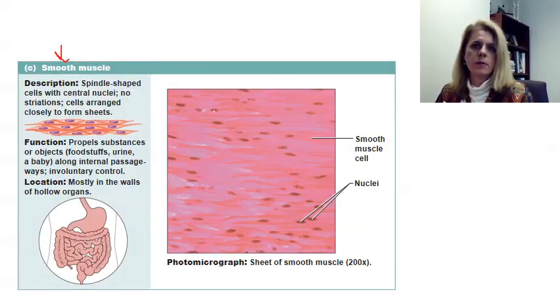And then lastly, you have smooth muscle. Smooth muscles are not long cells like the heart and the skeletal muscle. They're more spindle shaped. They don't have stripes, and they're arranged more like sheets. They're almost a little bit more irregular looking than the skeletal and the cardiac muscle. Their job is to move things through tubes, like food through the digestive system, urine, a baby. Again, these are involuntary. Anywhere that you've got a hollow organ, you're going to find these types of muscles along those walls. That's smooth muscle.